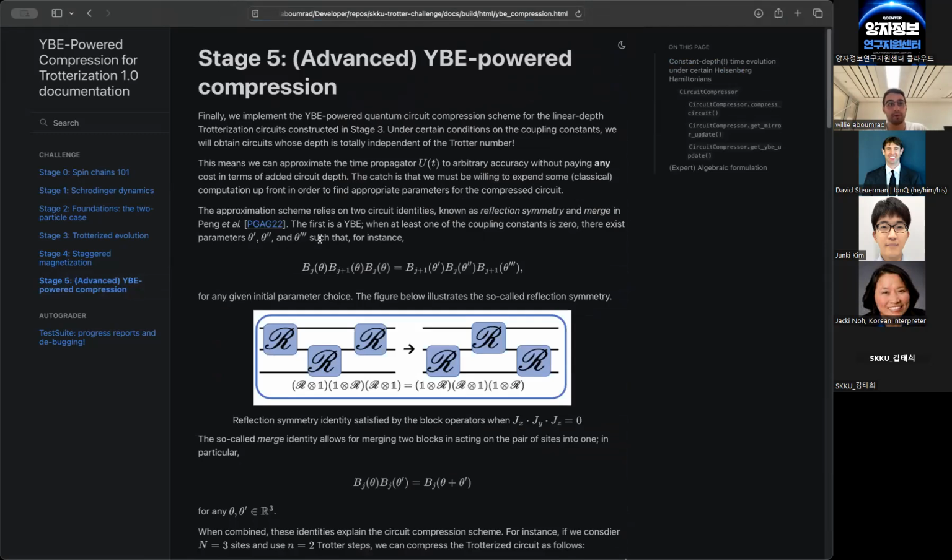Okay, so then in the last stage, this is where things start to get interesting. This is where we pull in the Yang-Baxter equation to help us with the compression scheme. And again, the reason we want to do this compression scheme is so that we can avoid running very deep circuits on noisy devices.